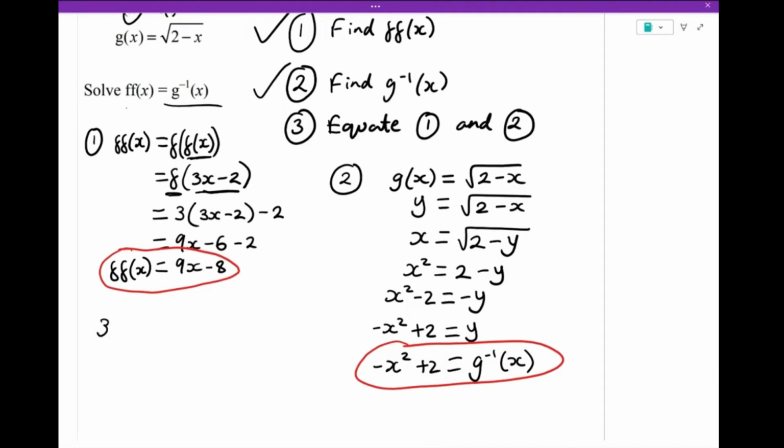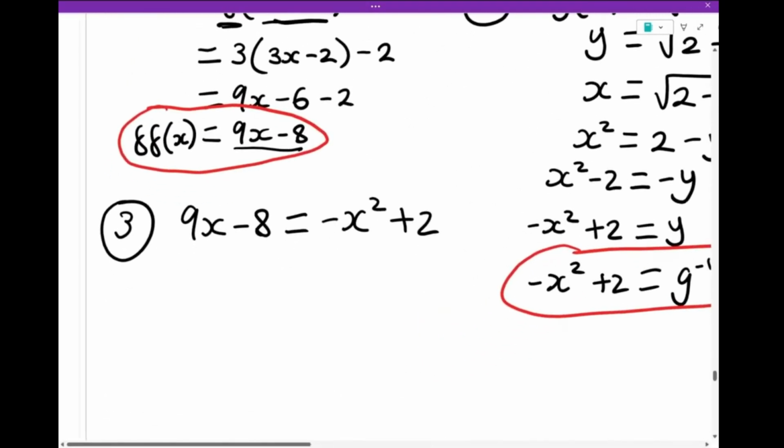So I'm going to write step 3. And then we're going to write 9x subtract 8 is equal to negative x squared plus 2, like this. Now I've got myself a quadratic equation I need to solve to get myself the final answer.